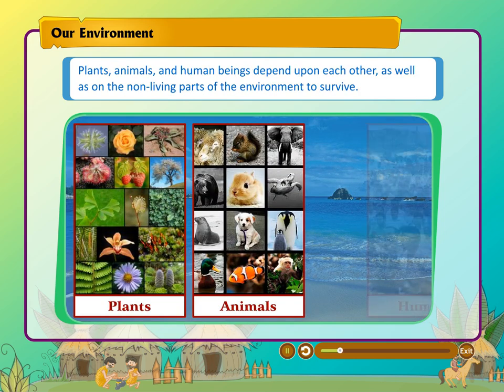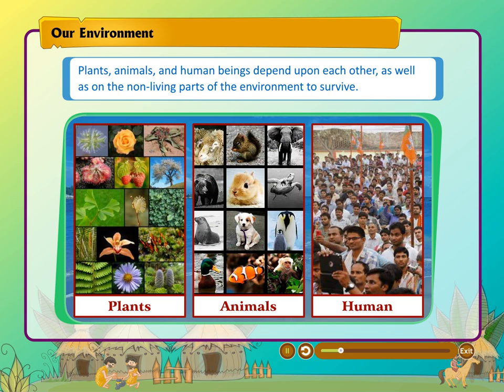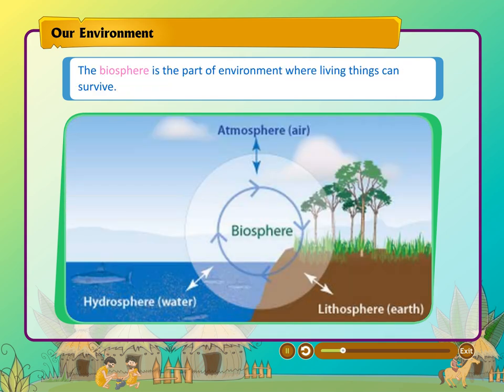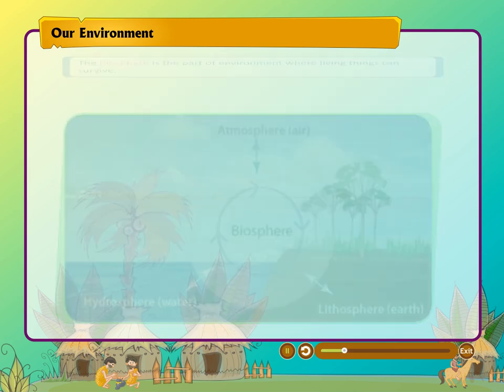Plants, animals, and human beings depend upon each other as well as on the non-living parts of the environment to survive. The biosphere is the part of environment where living things can survive.